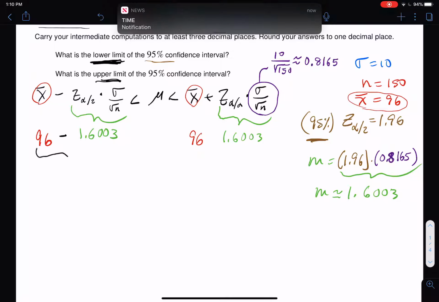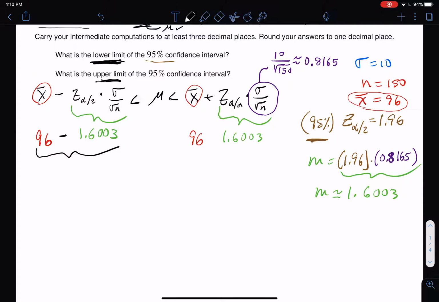So when I do that, okay, now when we subtract that, we get 94.3997. And then when we want to figure out our upper bound of our confidence interval, it's 96 plus the margin of error, which is 97.6003. So there's our lower, and here's our upper.